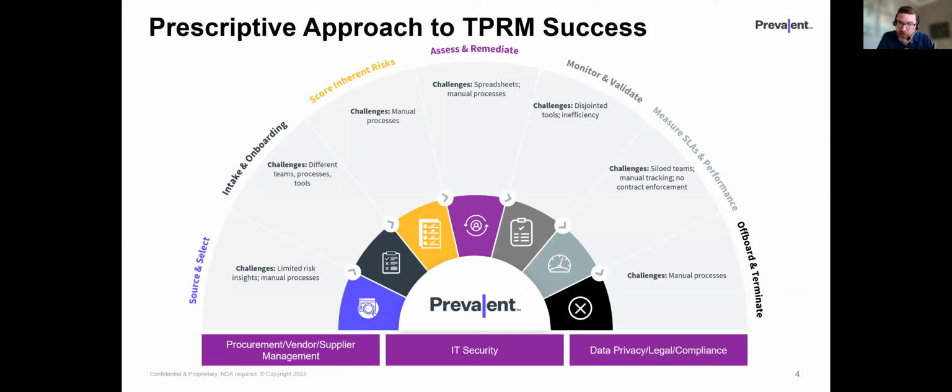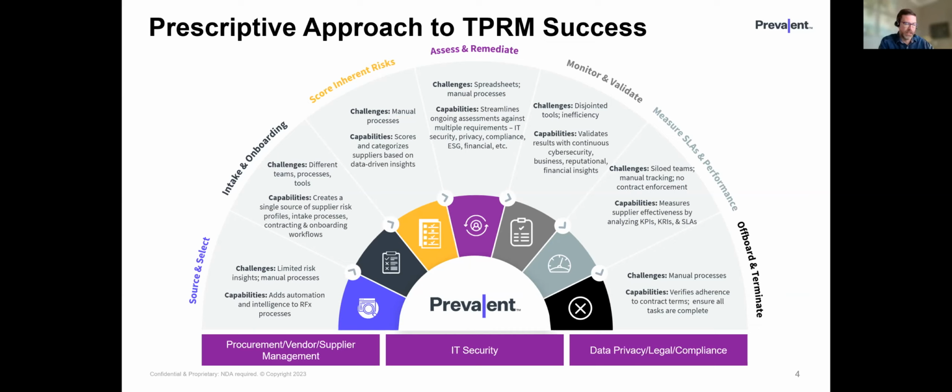So our approach to solving the problem is to be much more prescriptive for you. And this is across departments, across procurement, vendor management, supplier management, IT security, data privacy, legal compliance, whatever. And to look at risks uniquely across every step in the third-party lifecycle. We see challenges at every one of those steps, but we also see solutions and needs and wants at each of those steps as well.